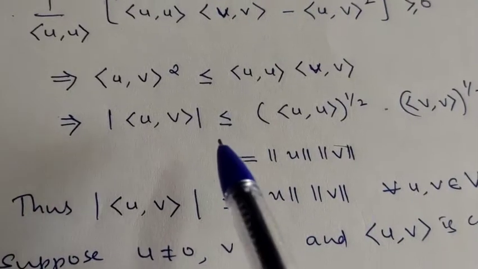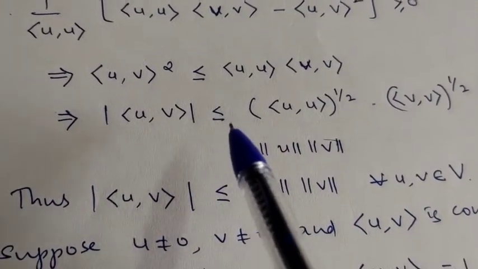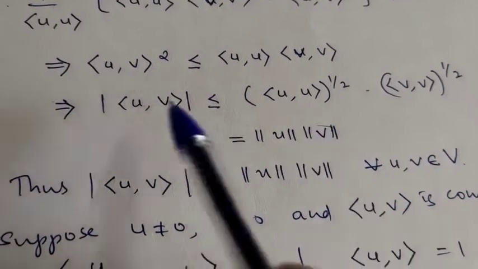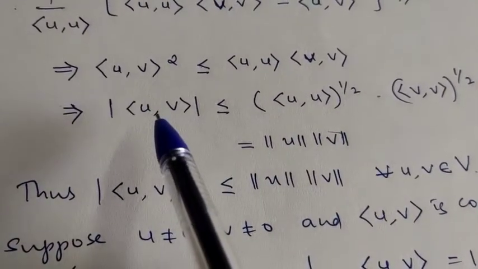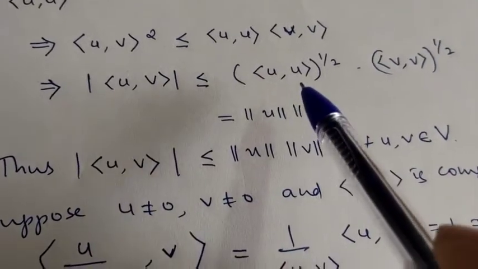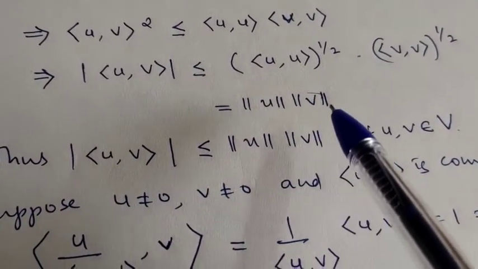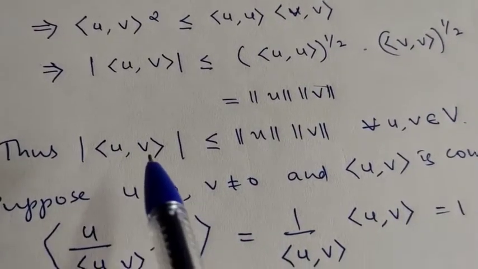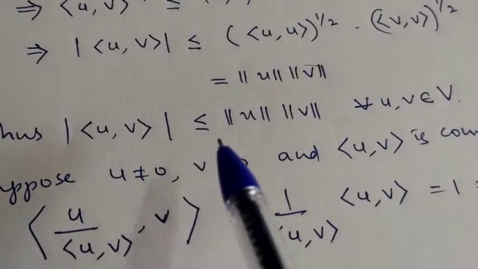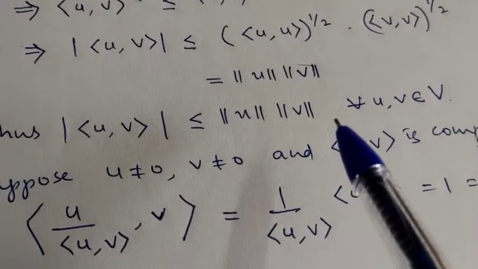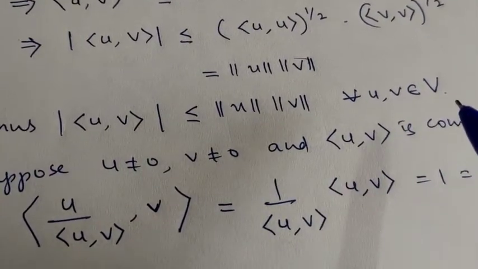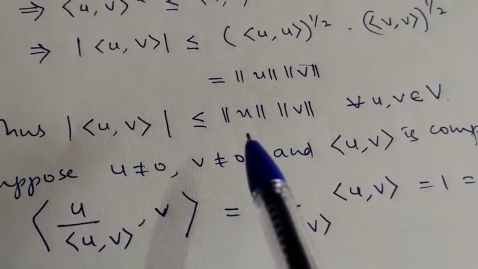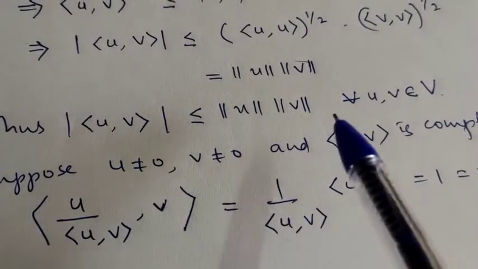Okay, now because you know that x is always less than or equal to mod x, I use this term here. So this is equal to what by definition? Norm of u into norm of v. Thus mod of inner product of u comma v is less than or equal to norm of u into norm of v for every u, v belongs to V. Therefore the Cauchy-Schwarz inequality is proved for the inner product space which is real.